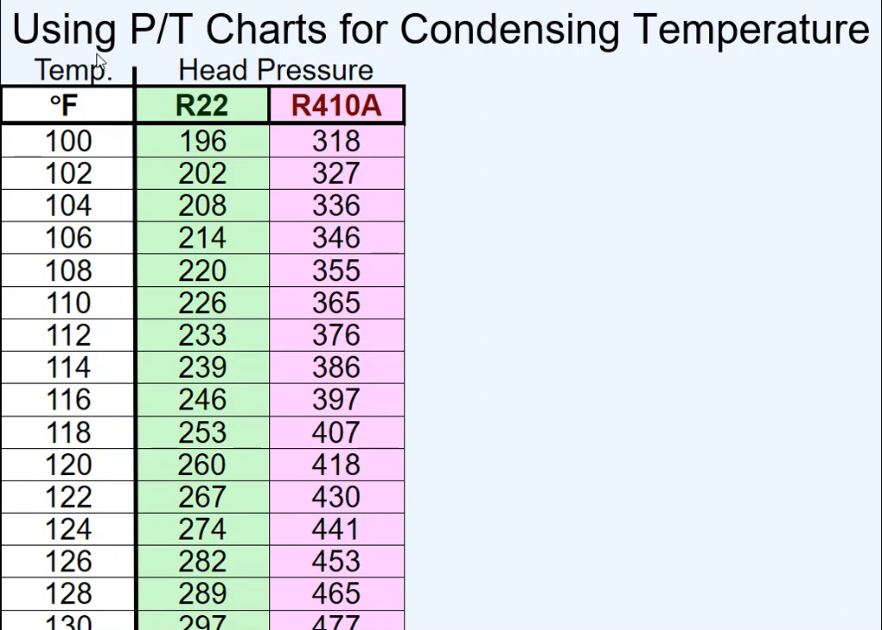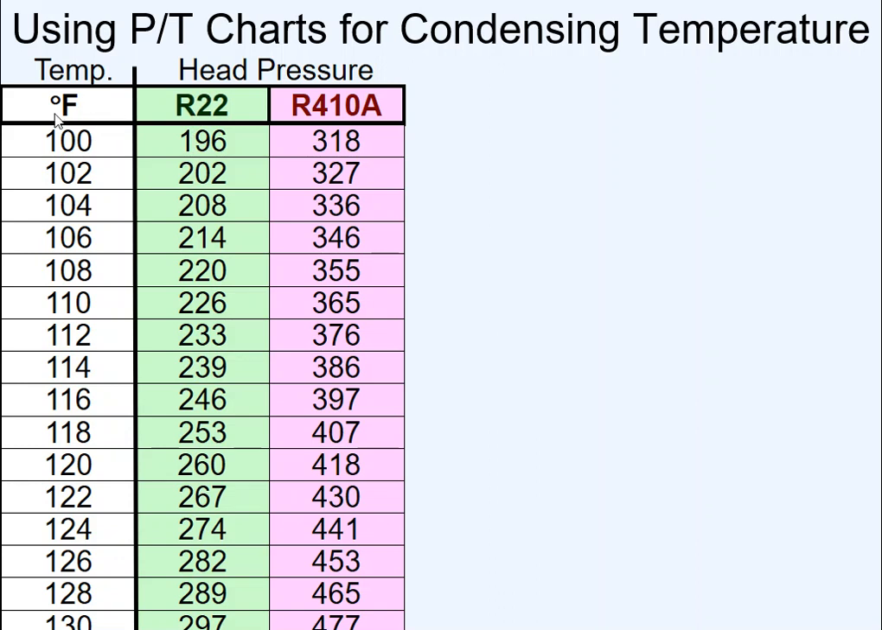So, using PT charts for condensing temperature, let's say. Well, what is condensing temperature? Without getting too far into the refrigeration circuit yet, this is going to be on your high side. You'll have negative temperatures all the way up to 100, 200 degrees even maybe, and it'll just tell you the corresponding pressure at that temperature.